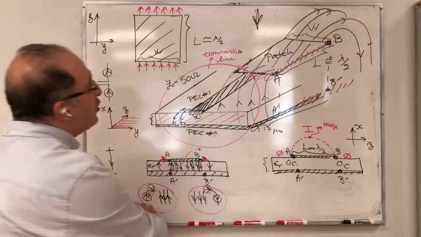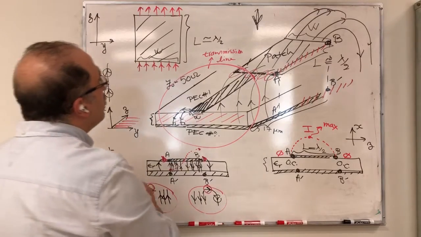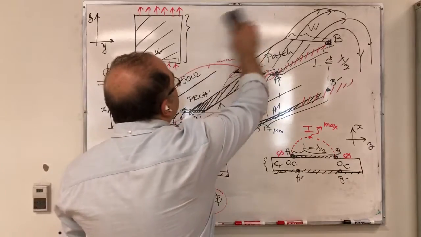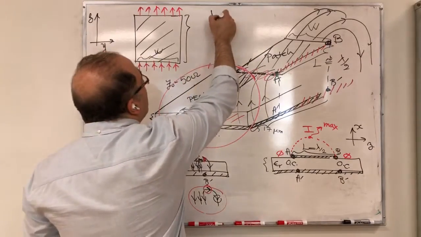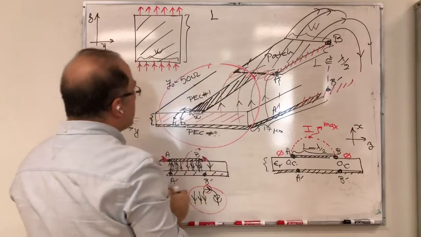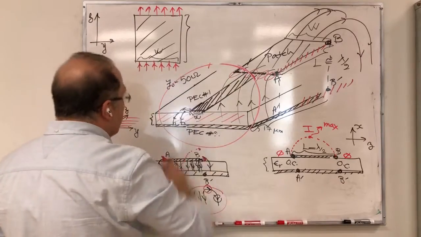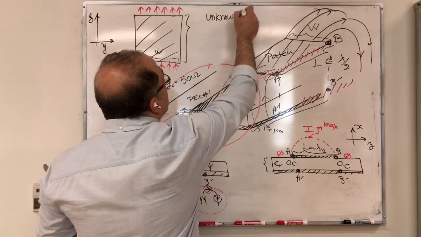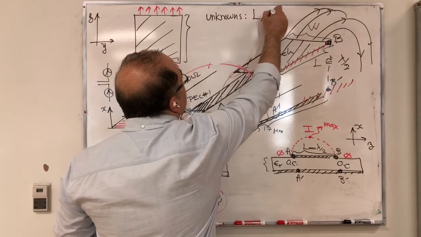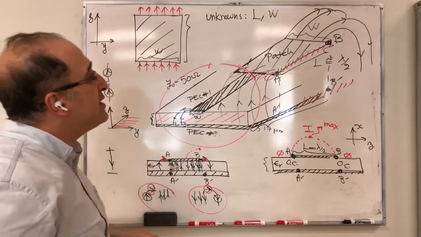For designing the patch, you have two unknowns. The unknowns that you have are the length of the patch and the width of the patch. So let me write the unknowns L and W. These are the things that we don't know.